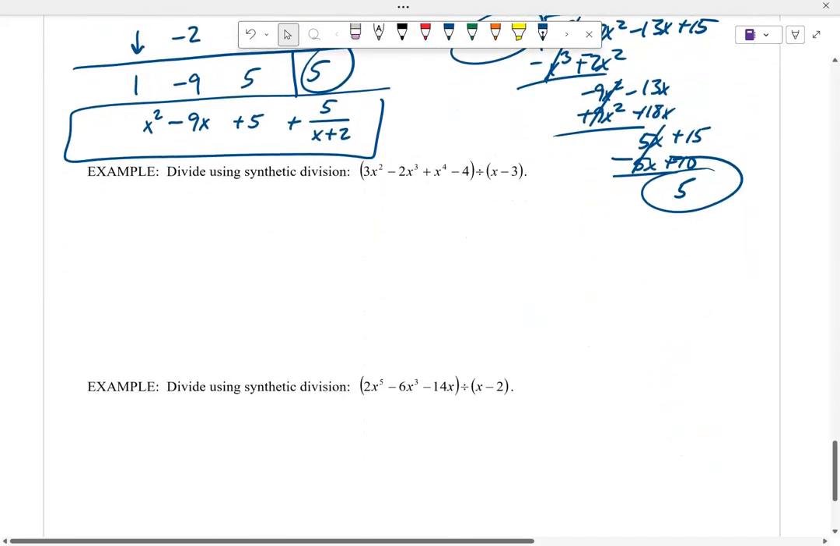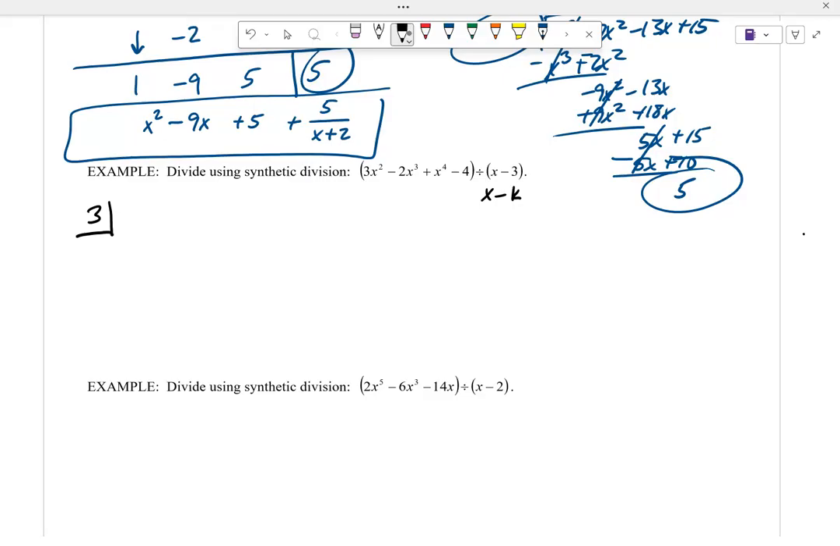We're going to practice a bunch of these using synthetic division. Just remember that I can only do synthetic division when I'm dividing by something of the form x minus k. In this case, our k here would be 3, x minus 3, x minus k, right? If I was dividing by x plus 3, my k here would be negative 3, right? So my k here is 3.